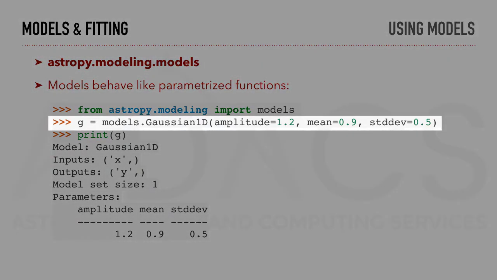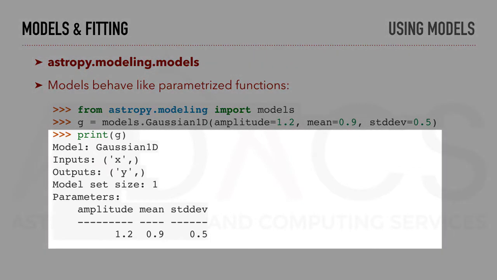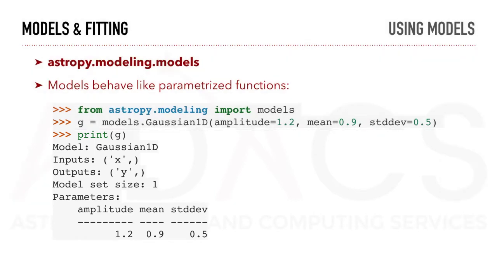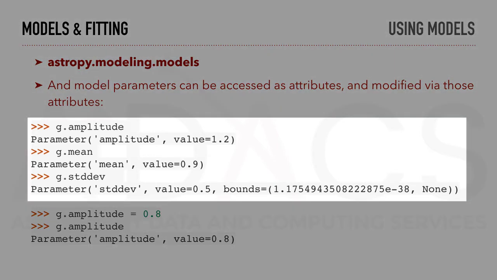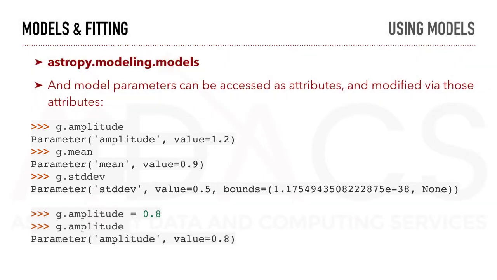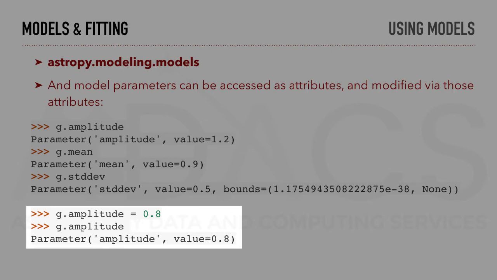If we instantiate the Gaussian1D constructor like so, by having a look at the returned model instance, we can see that its different parameters correspond to those that we passed as input. Just like other classes, model parameters can be accessed as attributes and be modified via those attributes as well. For instance, we can access the amplitude, mean, or standard deviation by doing g dot and the parameter. Similarly, we can set the parameter doing dot parameter equals a specific value, which will then set the value to that parameter.